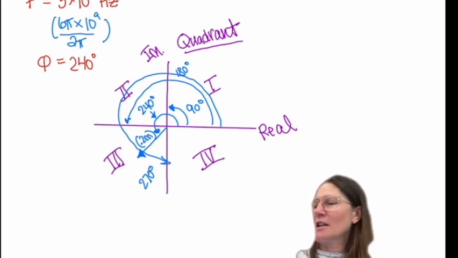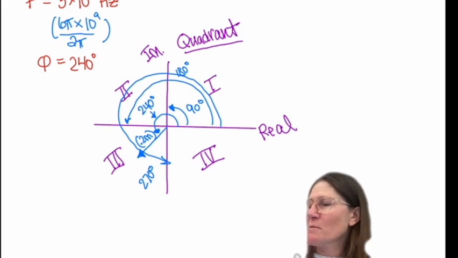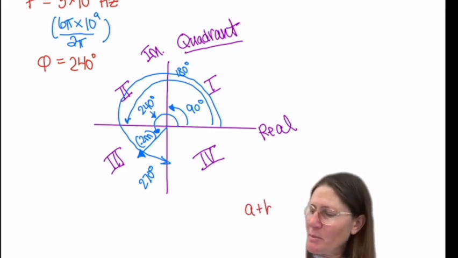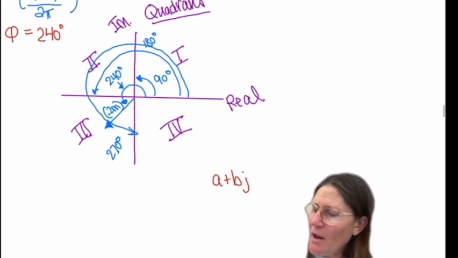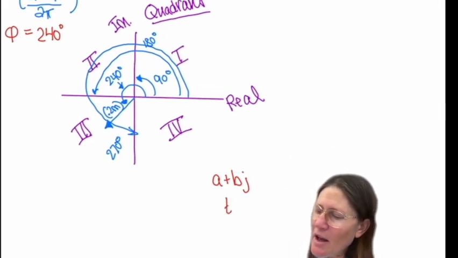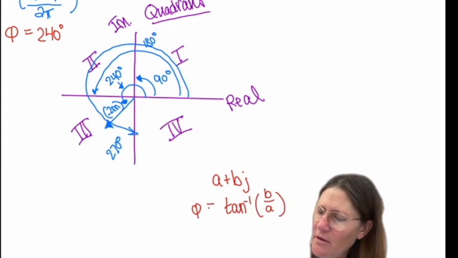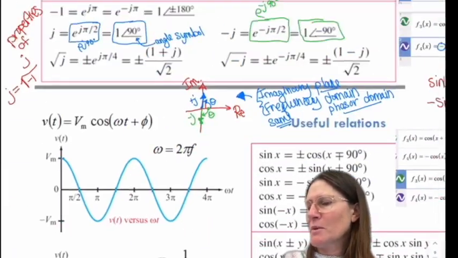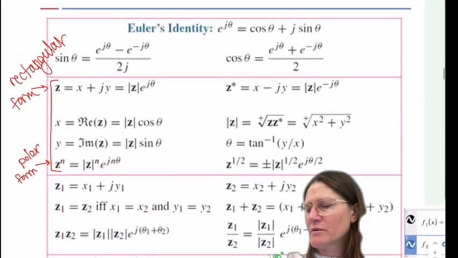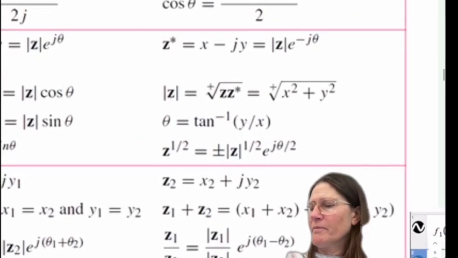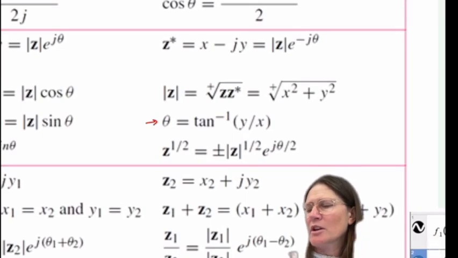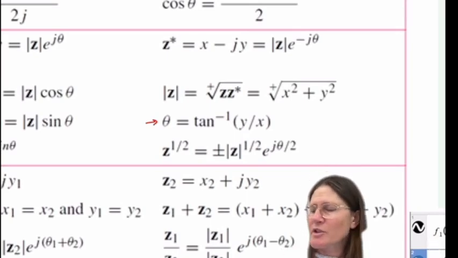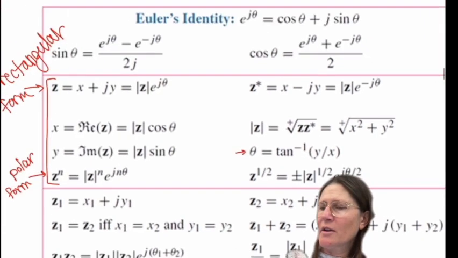So remember that these transform from A plus Bj, and your angle is going to be B over A. So going back to the conversions, to get your angle, it's the inverse tangent of the y, which is your imaginary one, over your real one.